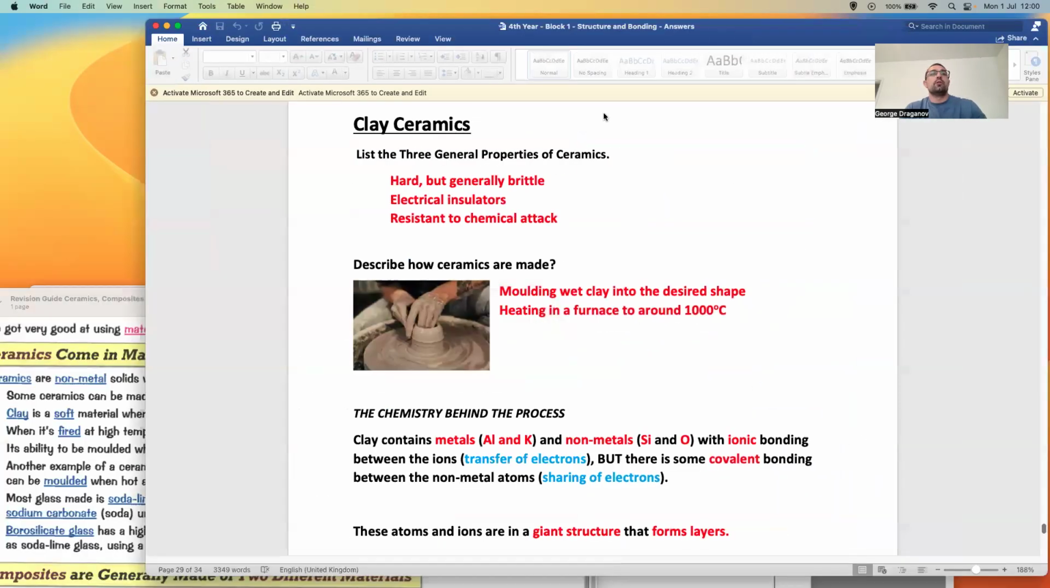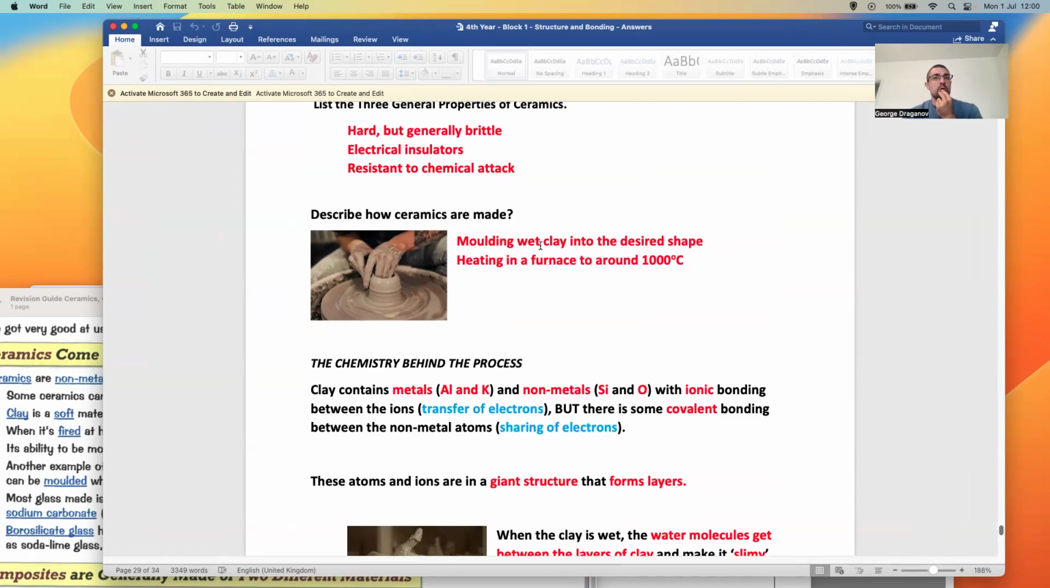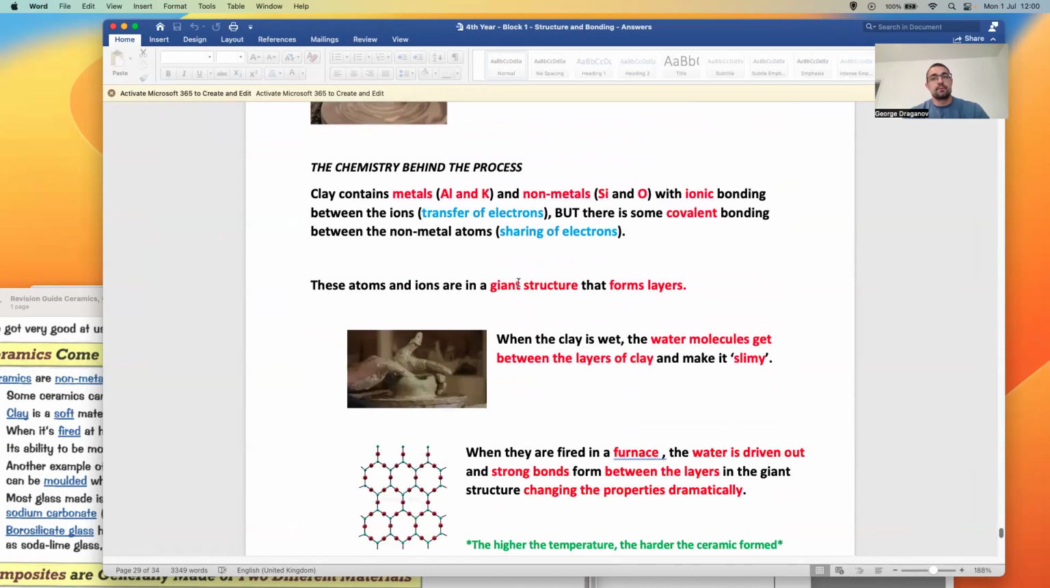So let's look at general clay ceramics. List the three general properties. They're hard but brittle, normally. They don't conduct electricity, and they're unreactive to chemicals. You mold the wet clay into your desired shape at around 1000 degrees, and you let it cool and harden and solidify. So that is the principle of glass making as well.